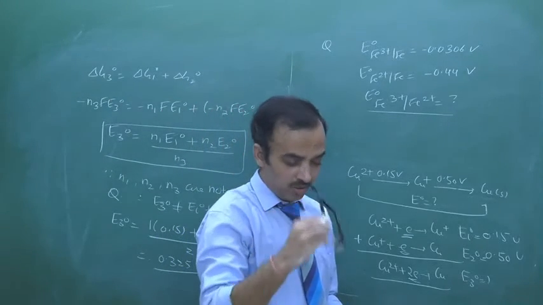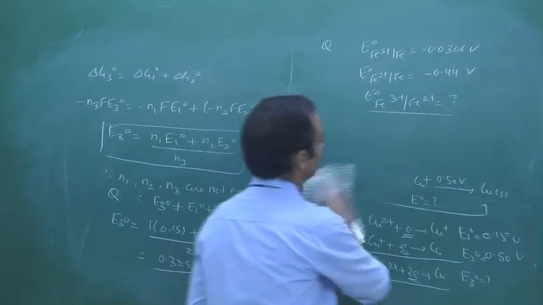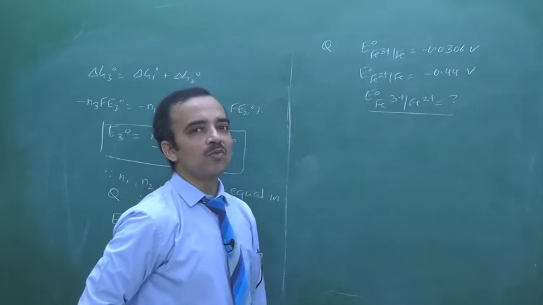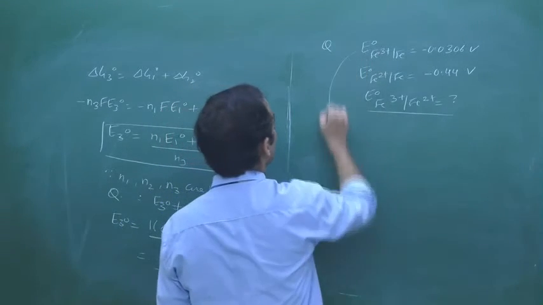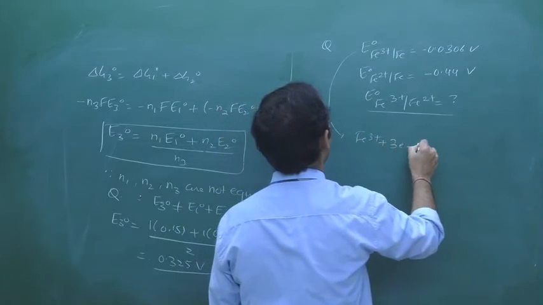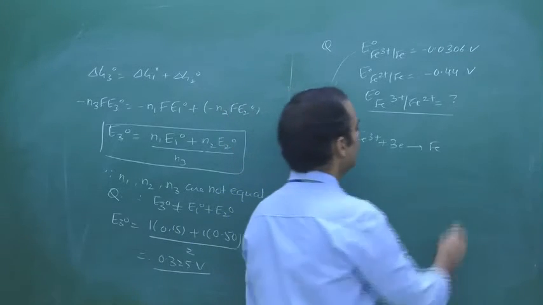So how can we do this question? Beta, first of all, let us write down the reactions corresponding to them. Is it clear? Its E naught is.